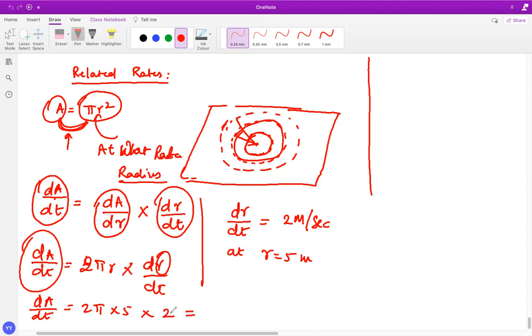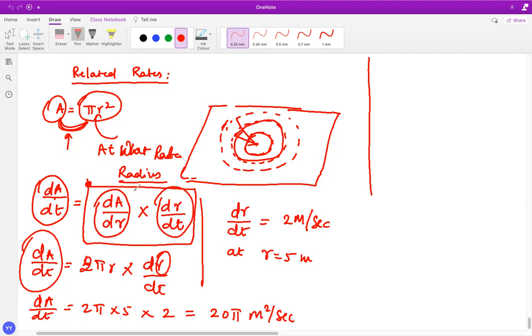So it is going to be increasing at 20 pi meters square per second. So this is how you calculate the unknown parameters. If you know one of the things, you can find out the other things. Now I just wanted to emphasize this part here. This is the part which students find difficult.